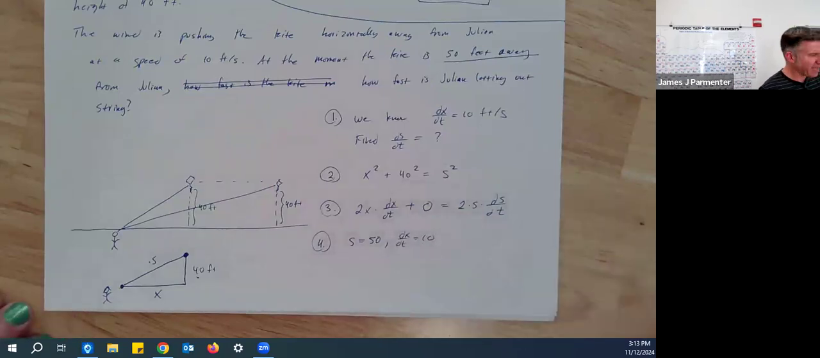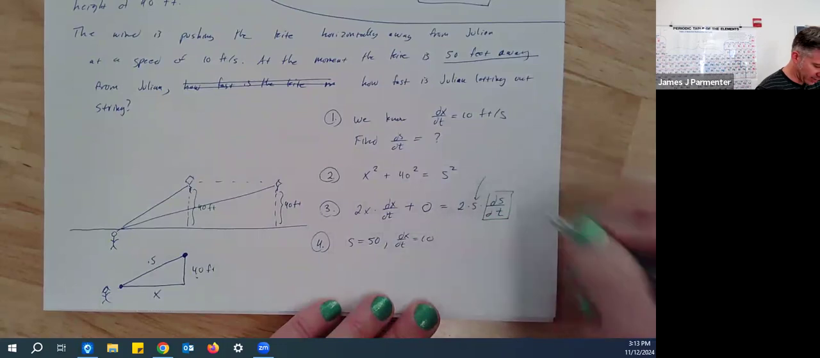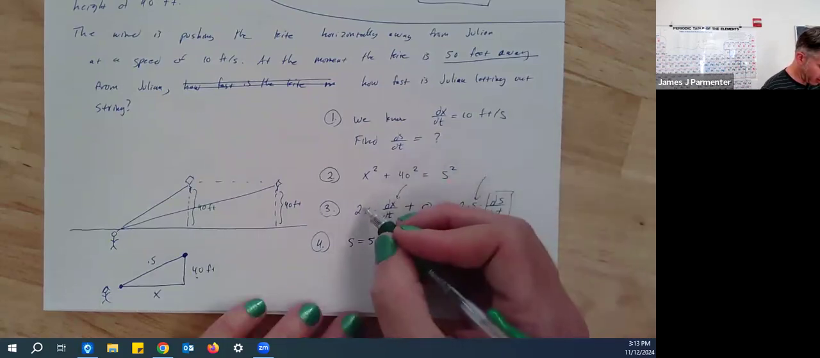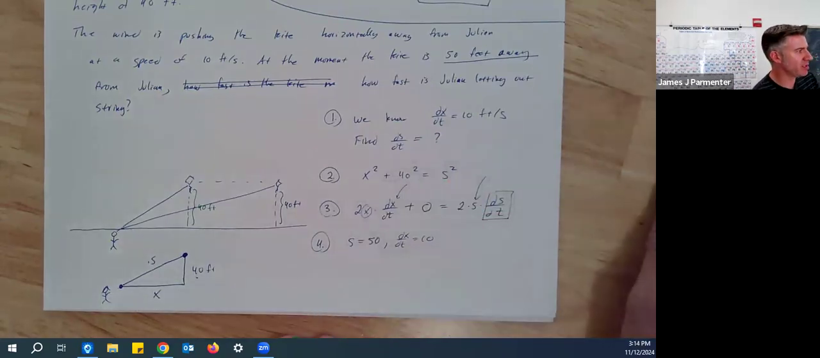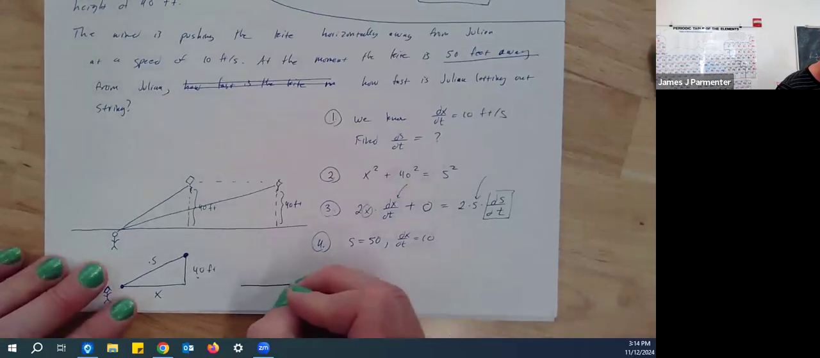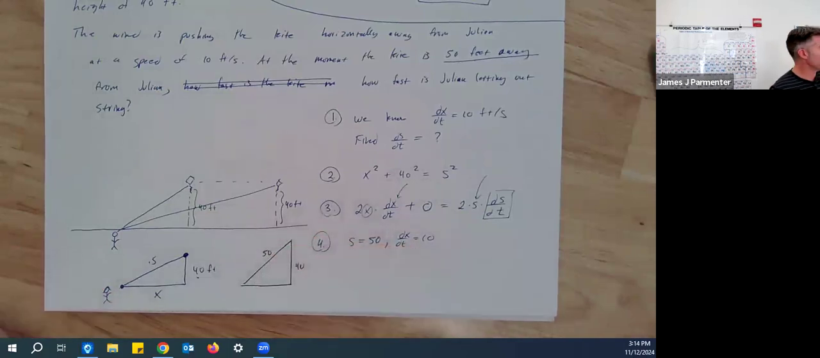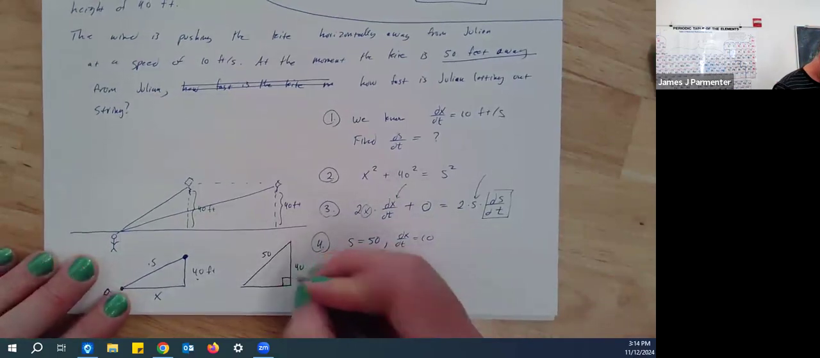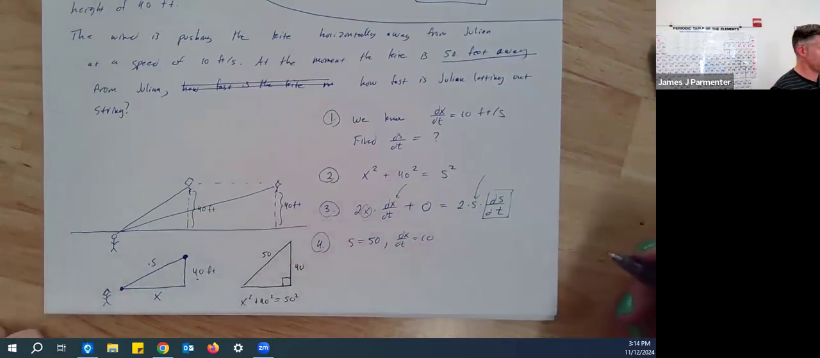But we also need to know what x is, right? If we're trying to solve for ds/dt, we want to plug in 50 for s, 10 for dx/dt, but we also have to figure out what is going to go in for x. Well, this is a typical Pythagorean situation where you have a 3, 4, 5 triangle, except it's a 30, 40, 50 triangle. If you know that this side is 40 and this side is 50, you could use the Pythagorean theorem and say that x squared plus 40 squared equals 50 squared, and solve for x and get 30, or you can know it.